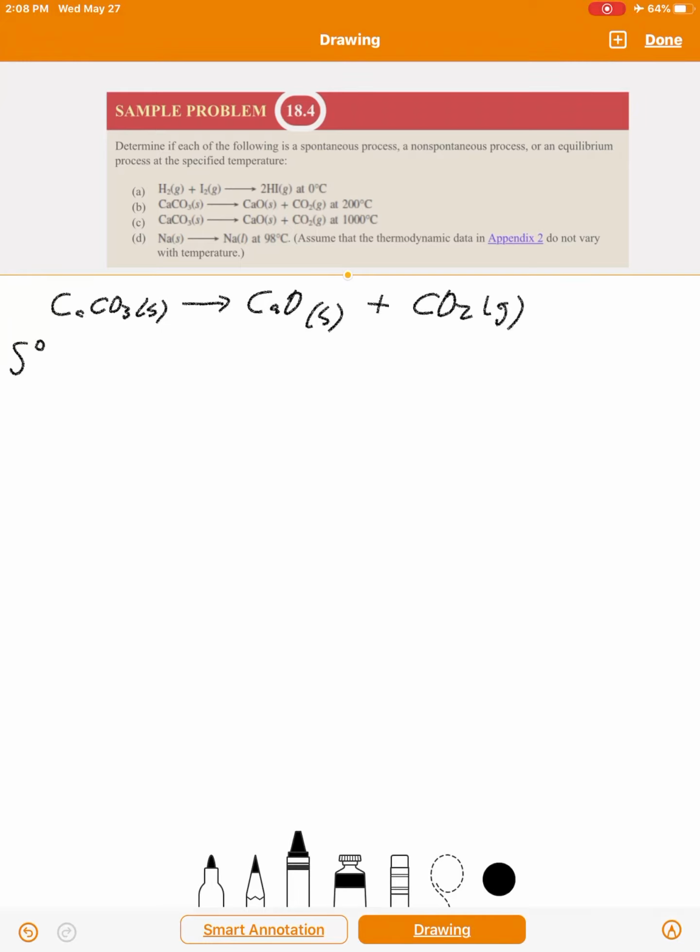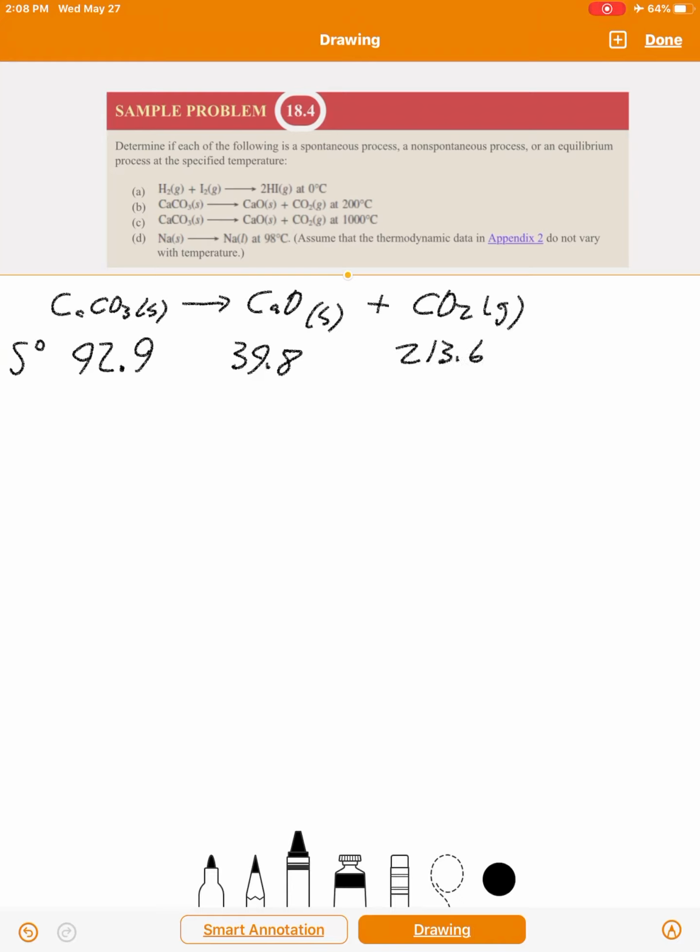It's a lot of numbers here, right? So let's look it up for CaCO3. CaCO3 is 92.9. CaO is 39.8. And then CO2 is 213.6.